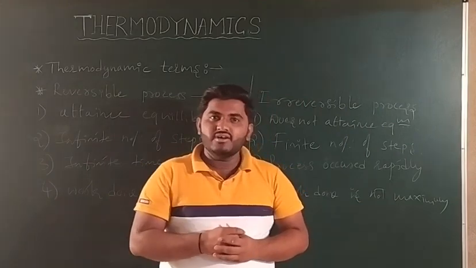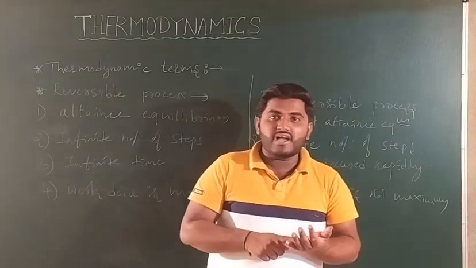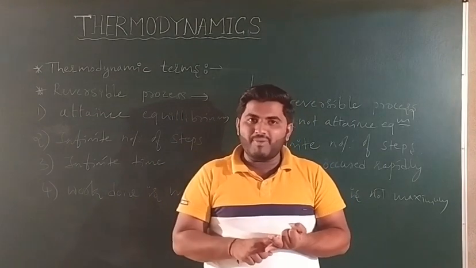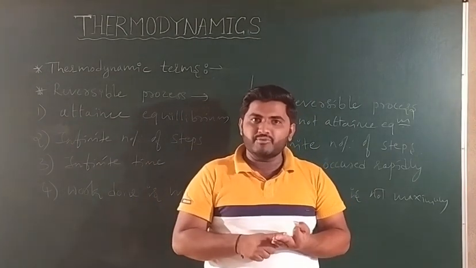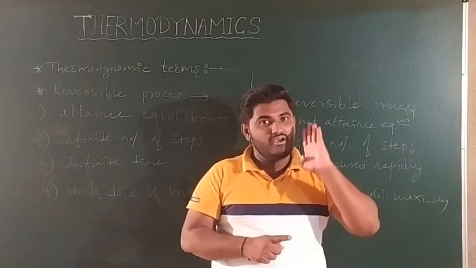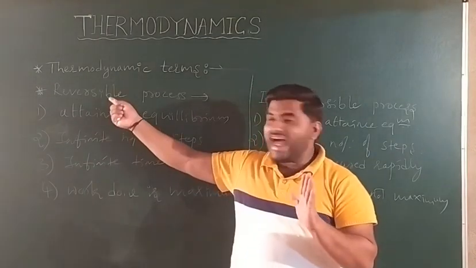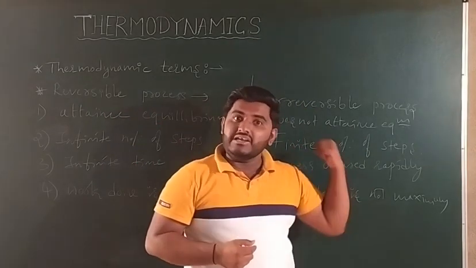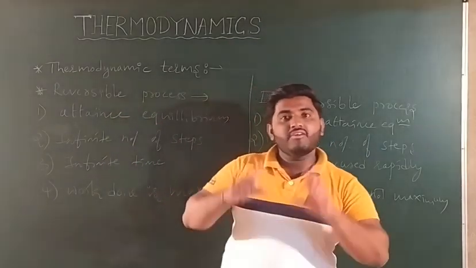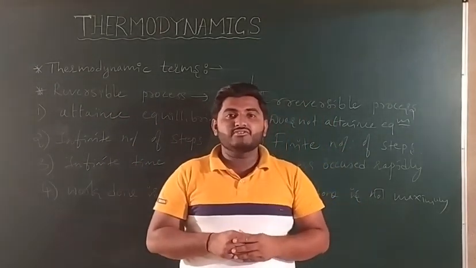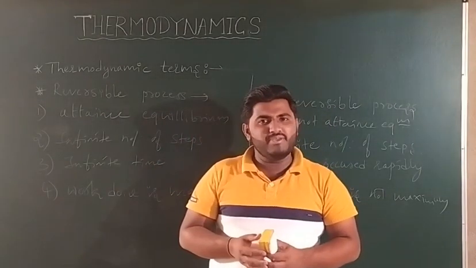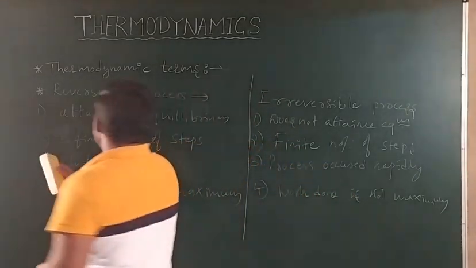I hope you understood. So, in process, how many types are there? Isothermal process, isobaric process, isochoric process, adiabatic process. 4 processes. Again add this one. 5th one, reversible process. 6th one, irreversible process. Now another process is there that is called a cyclic process. What is that cyclic process? Carefully see here, guys.